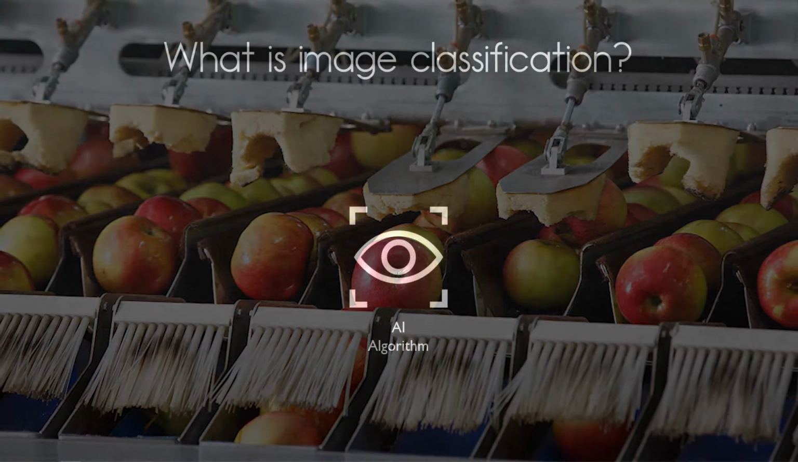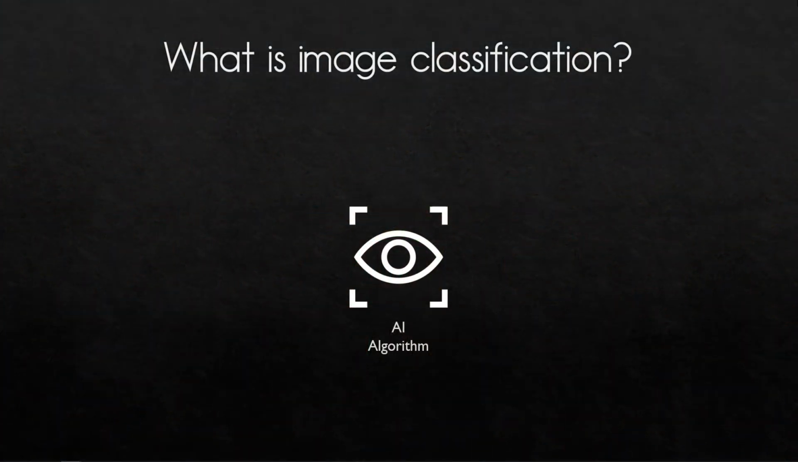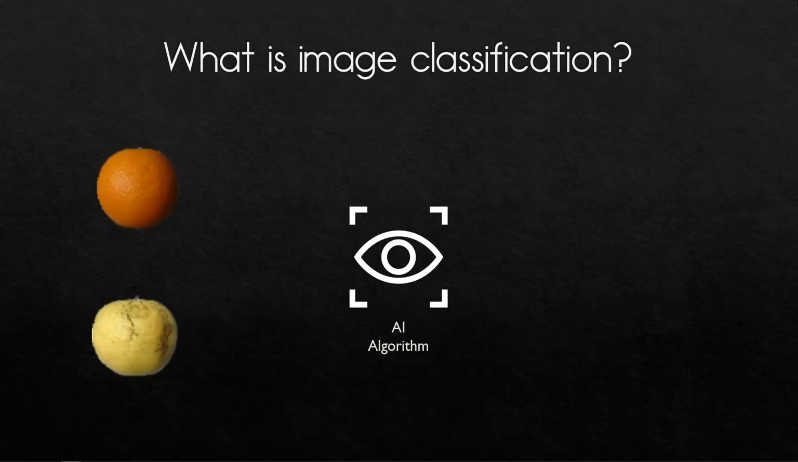What is image classification? It's a branch of computer vision where an algorithm is trained to translate the pixels of an image into a label or a classification. To illustrate this, let's take a look at the picture of an orange and the apple here. We're going to ask our algorithm to provide a label for each one of these images. Let's start with the orange. We feed in the pixels.